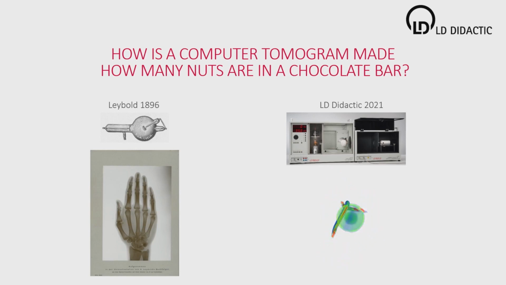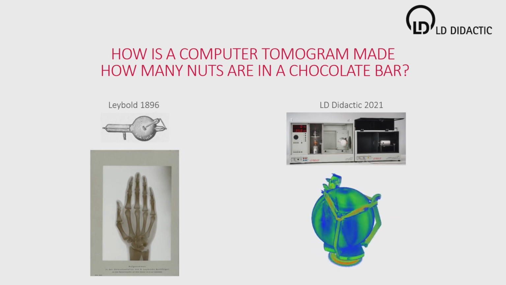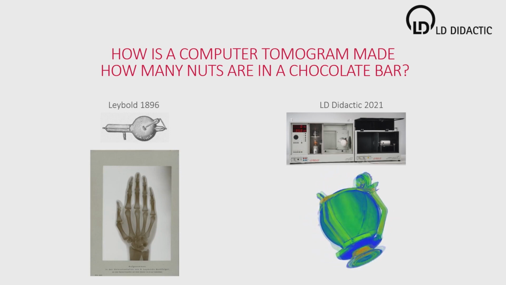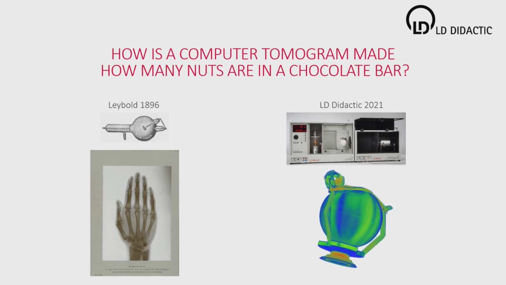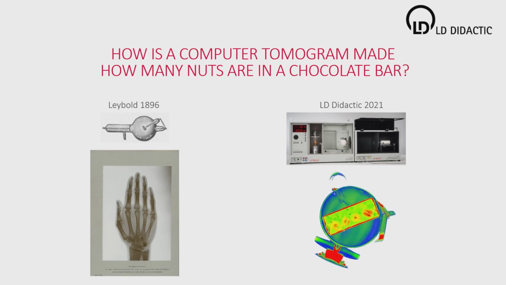And the hand you see on the left hand of the screen is the hand of one of the workers in 1896. On the right hand side, you see today's setup. And below it, you see a full three-dimensional view of the chocolate bar we have X-rayed. And you can see there are some nuts inside, there is some structure inside, and we're doing this today, how to make this.